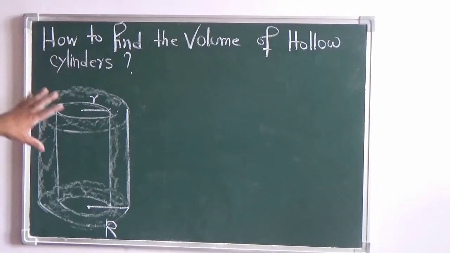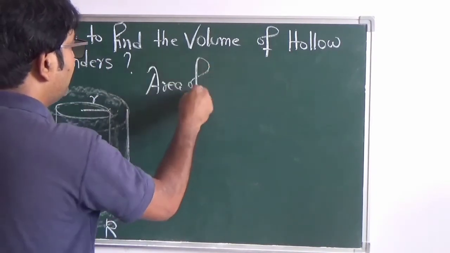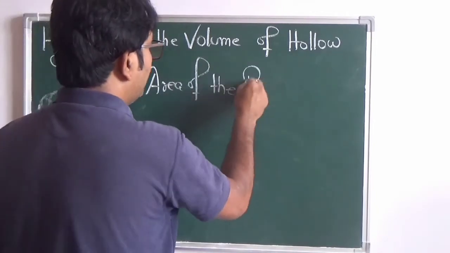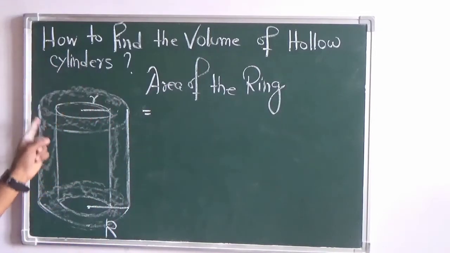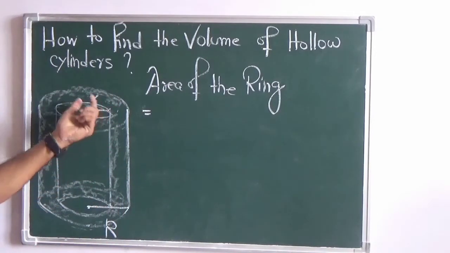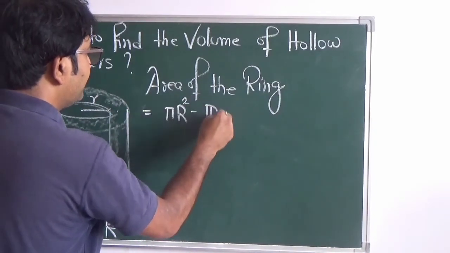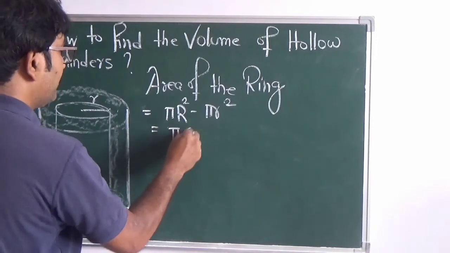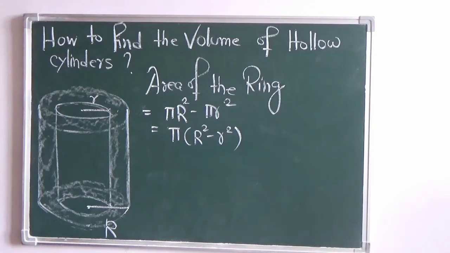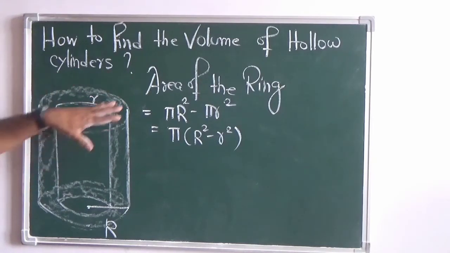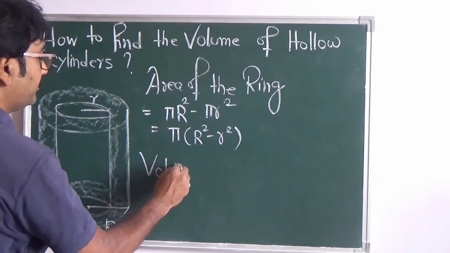So what is the area of this circular ring? The area of the ring that is generated in the hollow cylinder is the area of the outer bigger circular part minus the area of the smaller circular part. So pi R square minus pi small r square. If you take pi common, we have pi times R square minus r square. So this is the area of the ring, that is the part at the top. Now what is the volume? Again the same formula will be applied.